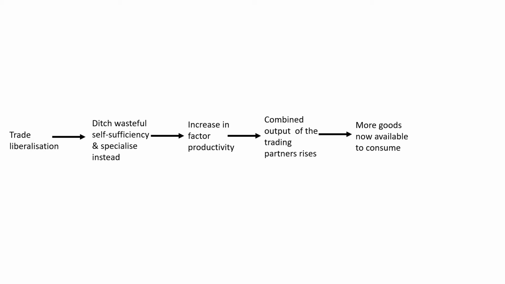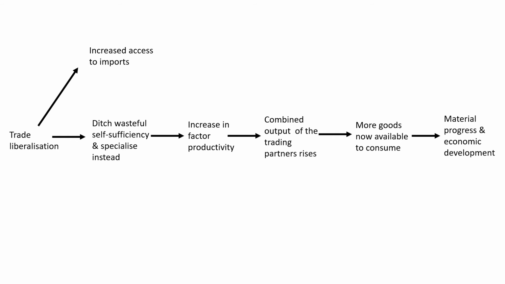That decision to specialise will increase factor productivity. You're no longer using factors of production to produce things that you're not naturally adept at producing, and instead you're putting all of your factors of production into things that you have a natural advantage in producing. So obviously, if all countries do this and liberalise their trade, then the combined output of trading partners will go up. More goods and services will be available for consumers to consume, and that will obviously then lead to material progress and economic development.